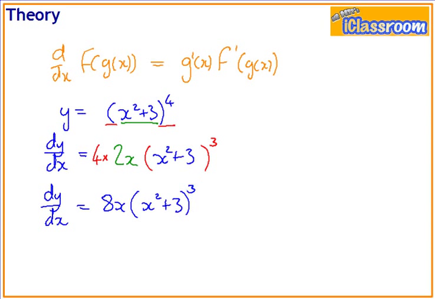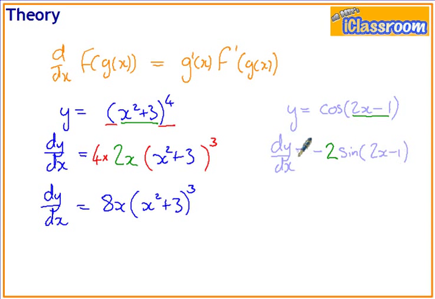Now just to take an example from trigonometry, if let's say I had the function y is equal to, I don't know, cosine of 2x minus 1, again applying the same rule, differentiating inside the function first is going to give me 2. Differentiating cosine, well, cosine differentiates to give me minus sine, and this is applied to 2x minus 1, and there we have our final answer.